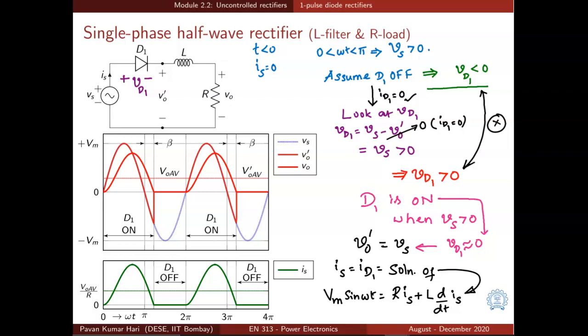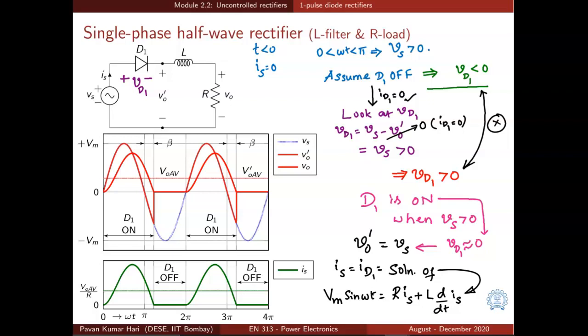Let us look at another 1-pulse diode rectifier circuit, or single phase half-wave rectifier. Here in the power electronic converter we have an inductor in addition to the diode D1. Resistor is the load and Vs is the voltage source, which is sinusoidal. Let us go by the same method.